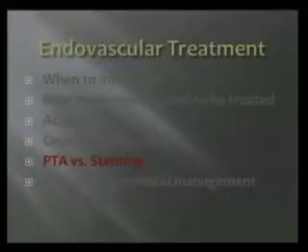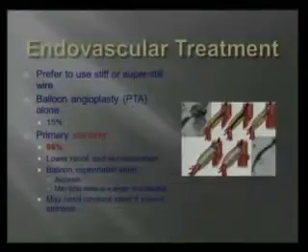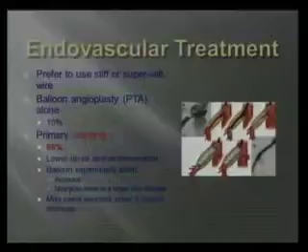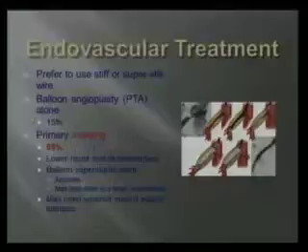PTA versus stent. You just do a balloon angioplasty, or you need a stent at the same time, or just use a stent for primary treatment. So the study showed 15% of the patients received just the PTA, and all this was done earlier. Recently, most patients got primary stenting. So this is stenting. You put a stent in there.